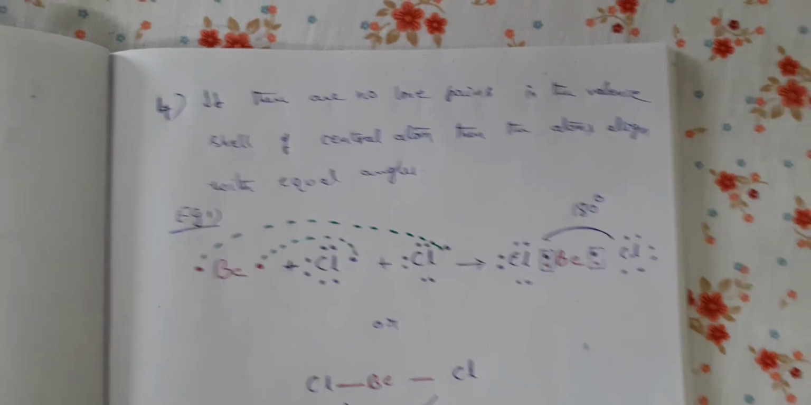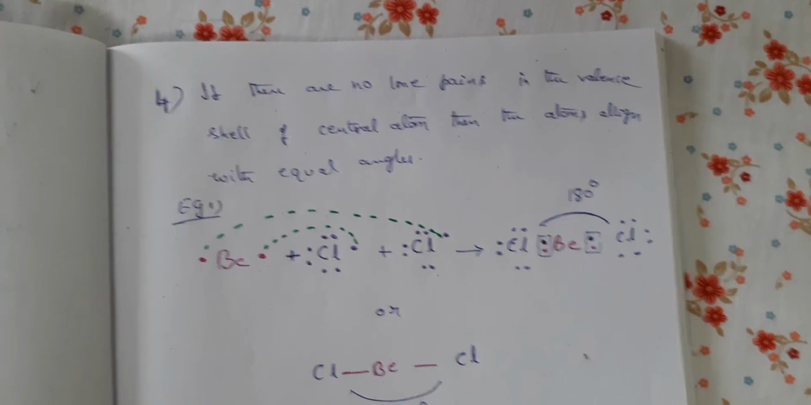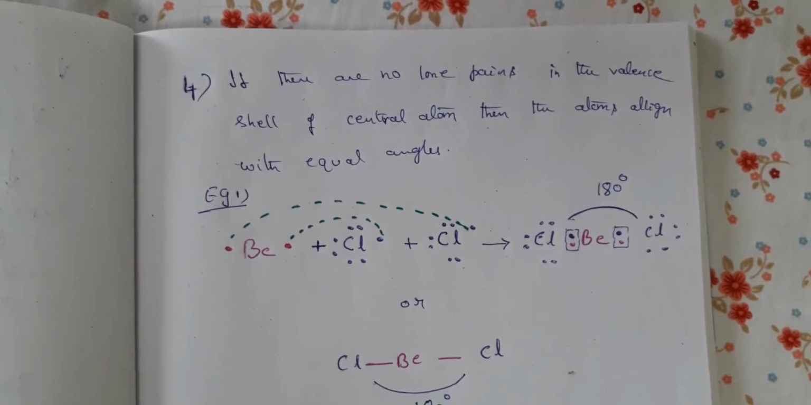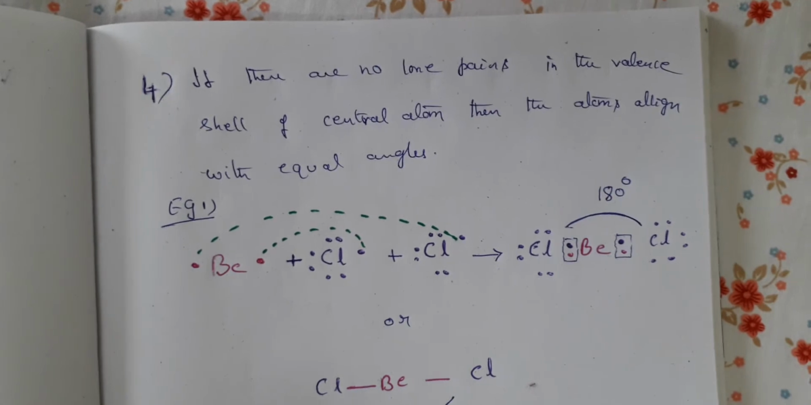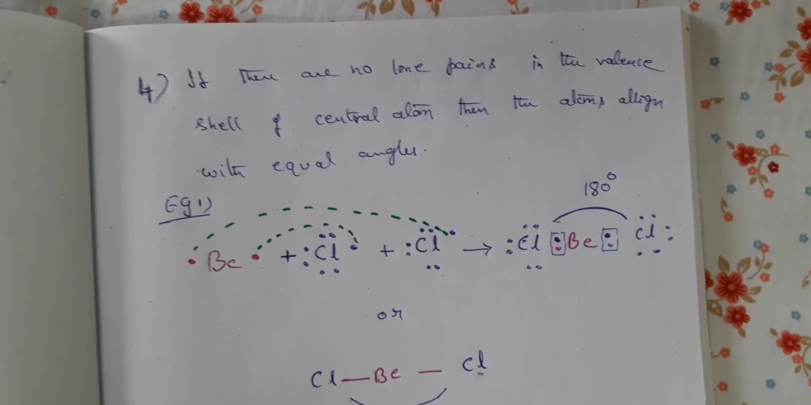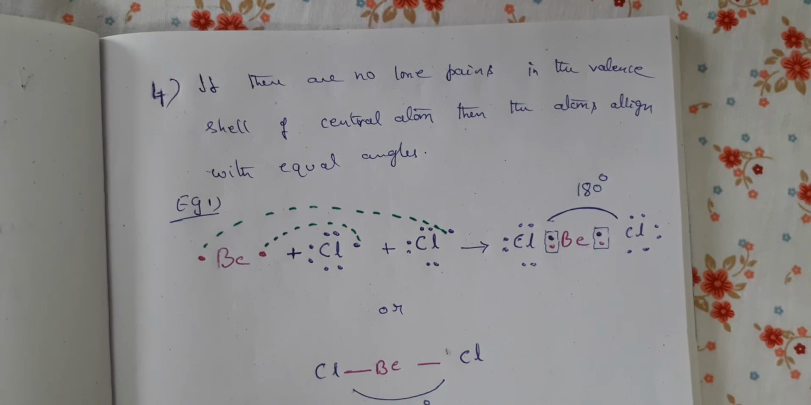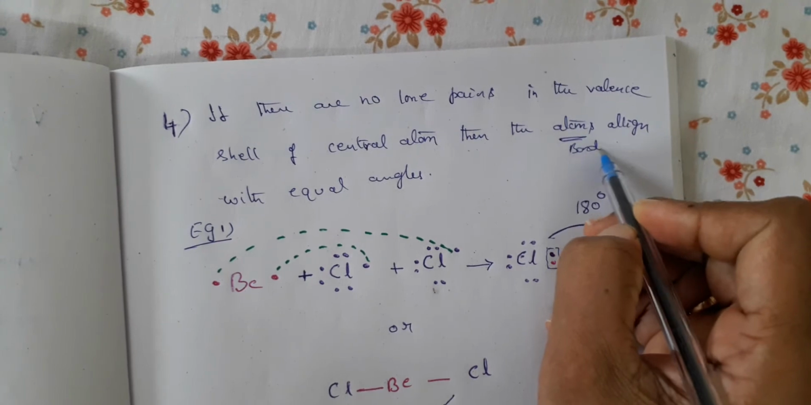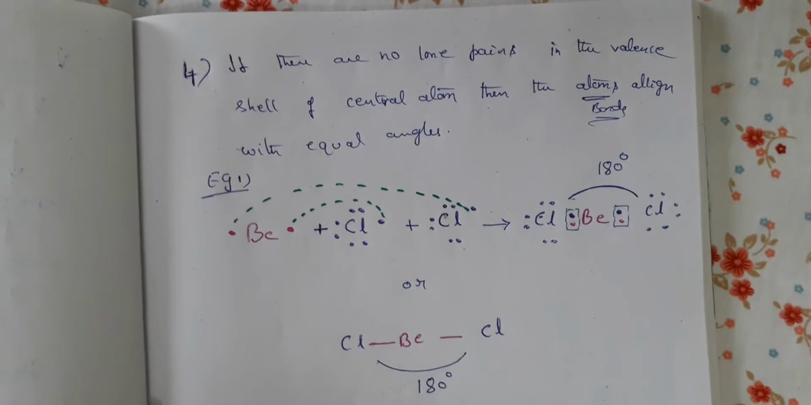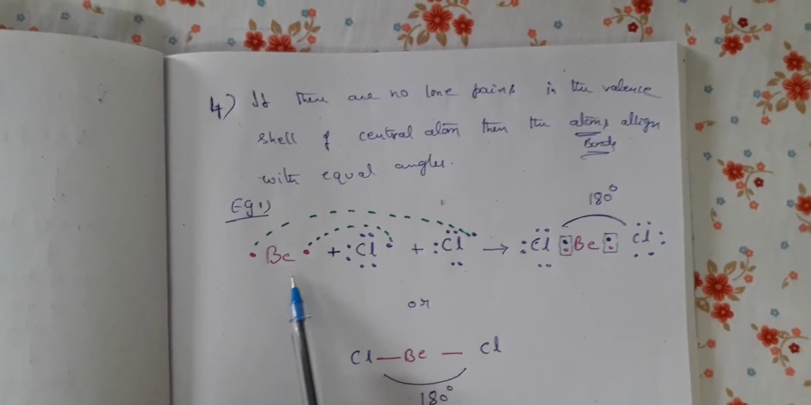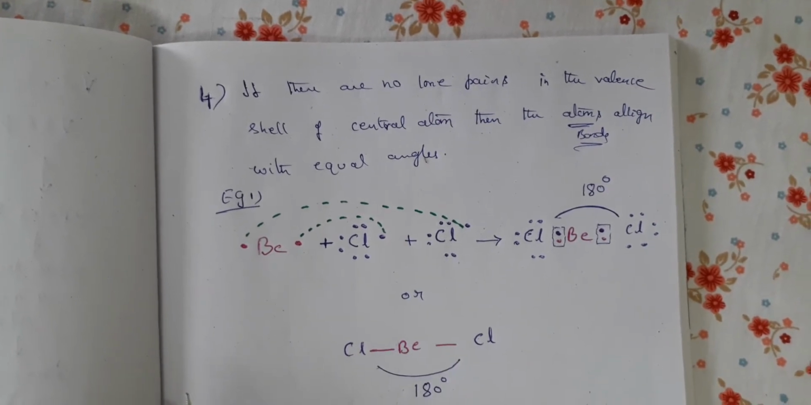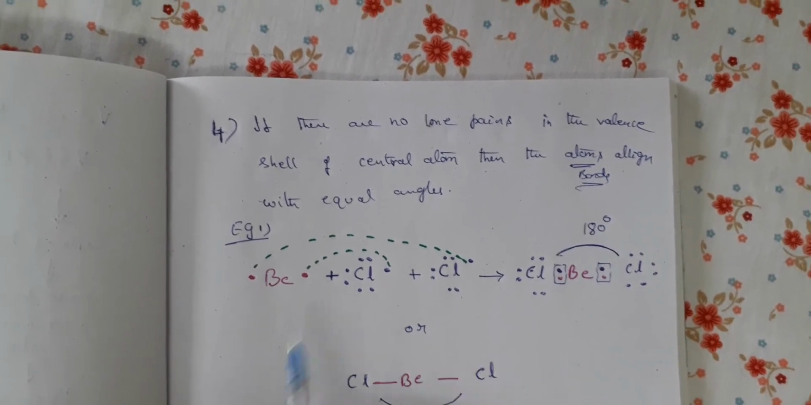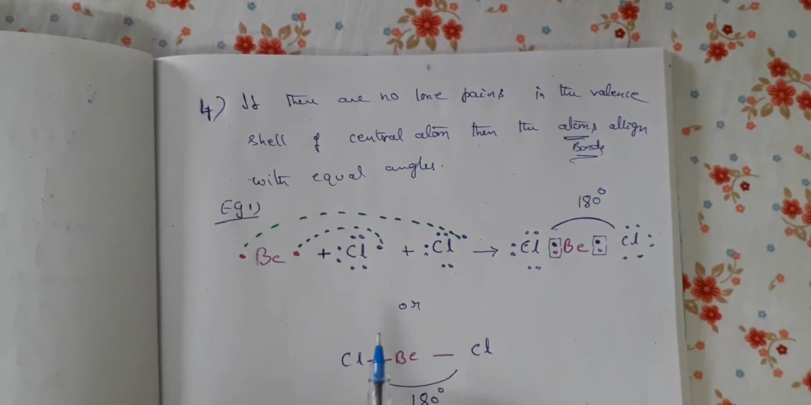Now children, the fourth postulate or the fourth point as proposed in this shell electron repulsion theory: if there are no lone pairs in the valence shell of the central atom, then the bonds align with equal angles. See, let us take the example of beryllium chloride. What we have just seen, what is the angle here? It is 180 degrees. How to explain that? That is what we are coming to. See, what is the statement?